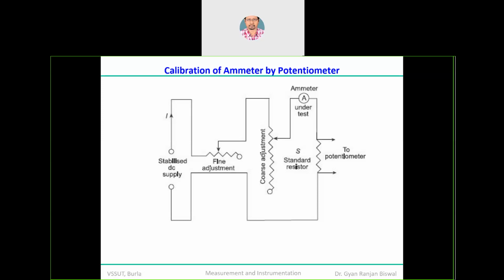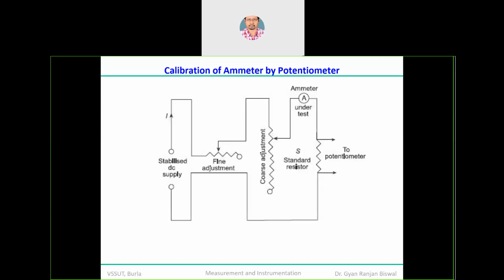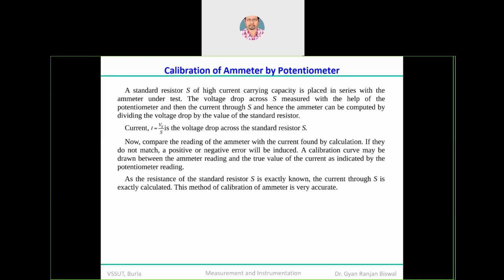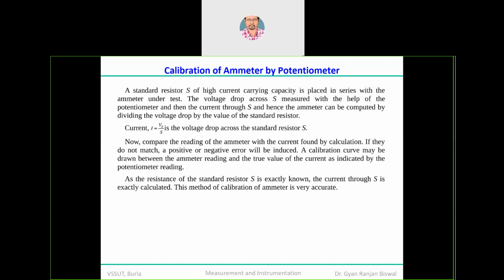This arrangement is provided primarily to give you a stable supply of the voltage and therefore the current. Now the current is measured from the ratio Vs by S, and since the resistance of the standard resistor is exactly known, the current through this standard resistor S, which is indicated by the potentiometer, can be exactly calculated. So this method will help you to calibrate ammeters very accurately.